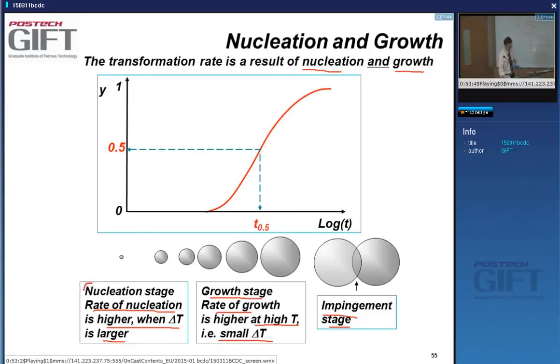So why, in the nucleation stage, do you get a large rate of nucleation when you do the transformation at low temperature? That's because the driving force is large. The driving force in the transformation is the difference in stability between austenite and ferrite.